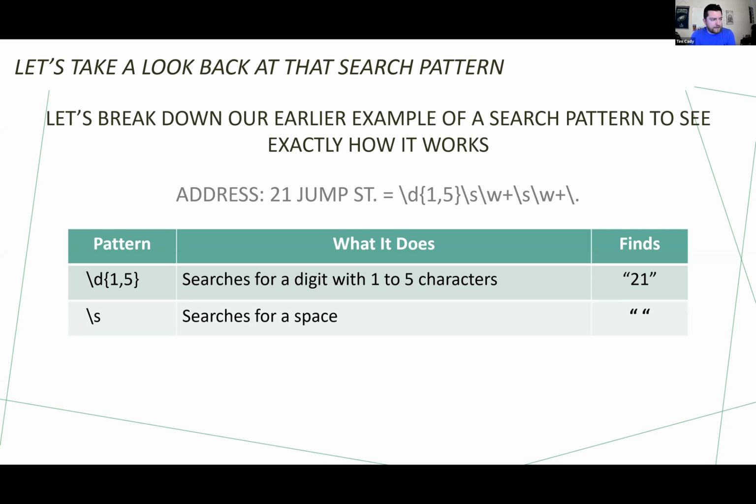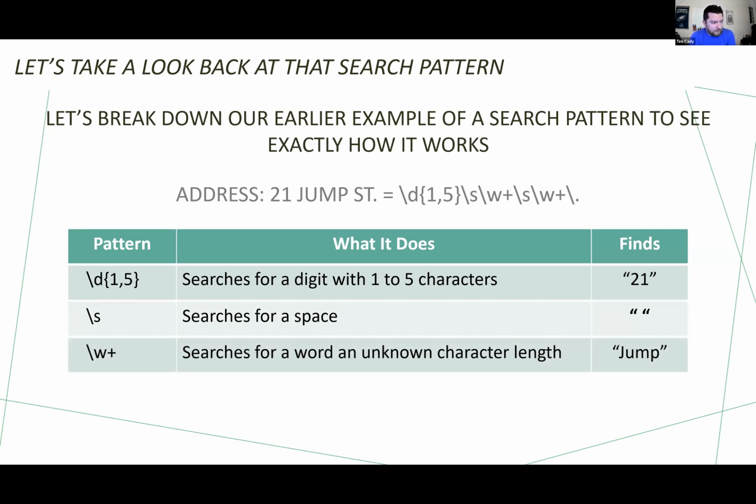\s is the next position in our search pattern. That's going to return a space, pretty straightforward there. The \w plus is looking for an alphanumeric character, and we do not know the length of that alphanumeric character or how many characters are going to be grouped together for that word. So that's why we use the plus. Now, \w by itself just searches out alphanumeric characters. When you have the plus, it tells the search pattern that we don't know exactly how many characters there are.